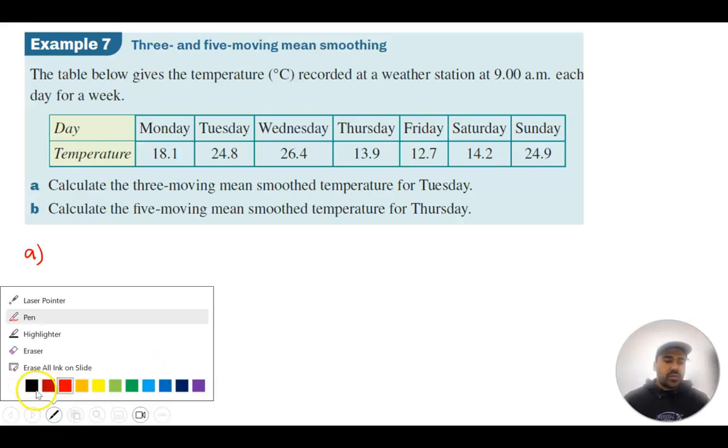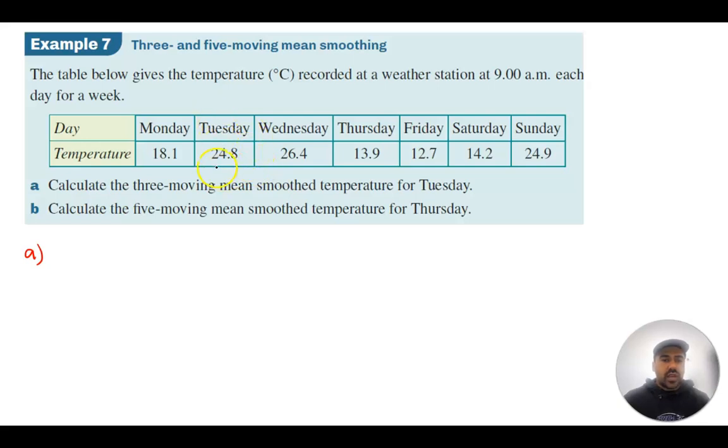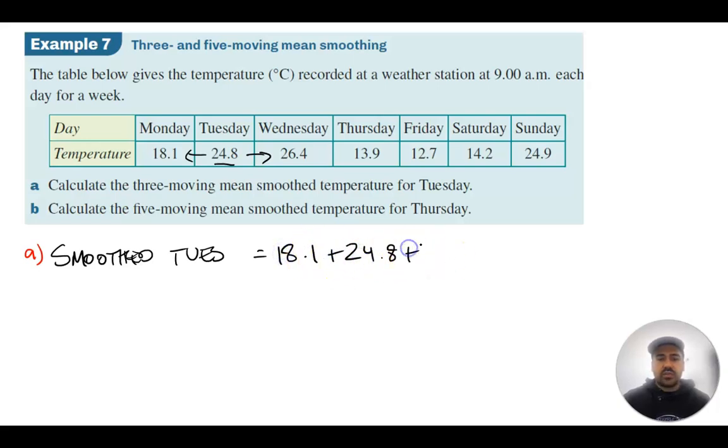So what this process includes is looking at Tuesday, and because we're doing a 3 moving mean smooth, we're taking the one before and the one after Tuesday, adding those 3 figures up and then dividing by 3. So smooth Tuesday is just taking those figures, 18.1, 24.8, and 26.4, and dividing that by 3. Now you'll be able to do this process for every single number, excluding a few, which I'll get to in a second. So the smooth temperature for Tuesday is 23.1 degrees Celsius.